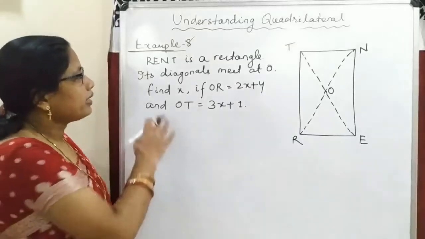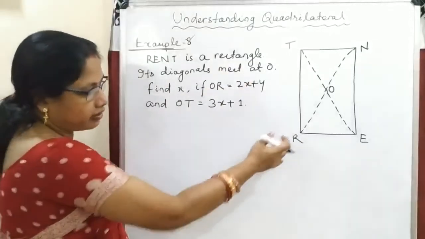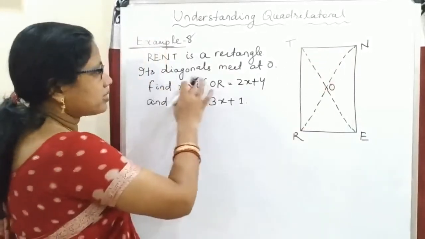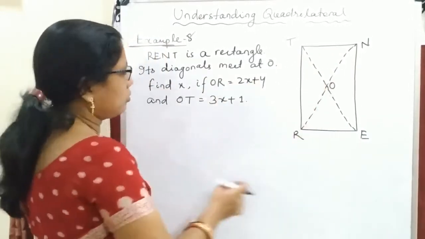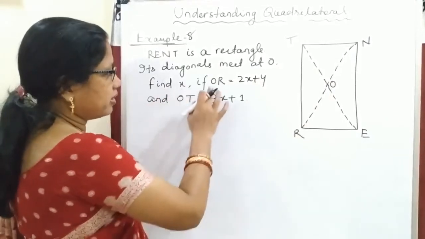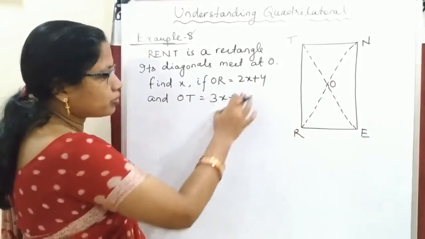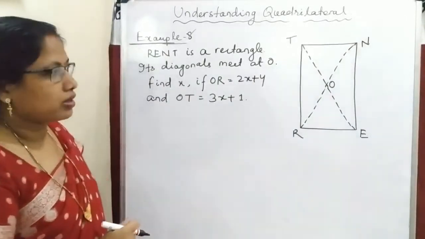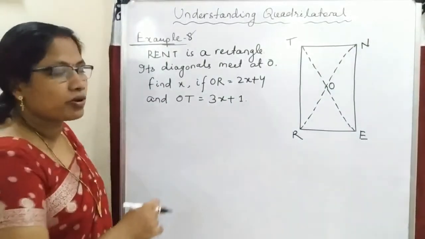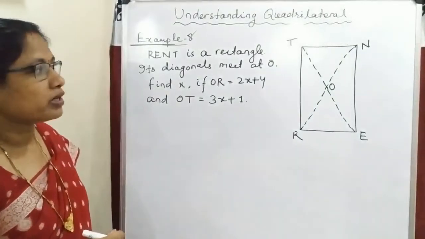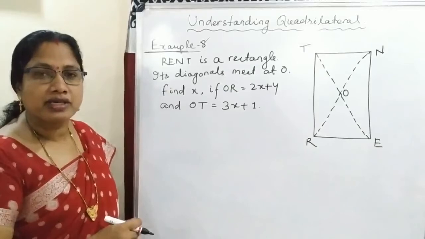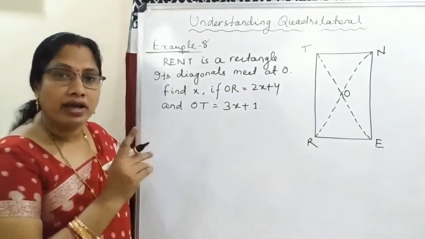Example, RENT is a rectangle in the figure. Its diagonals meet at O. Find X if OR is equal to 2x plus 4 and OT is equal to 3x plus 1. Before solving this problem, we have to remember the properties of a rectangle. The special property of a rectangle is that the diagonals of a rectangle are equal.